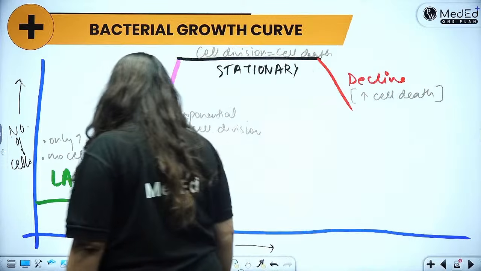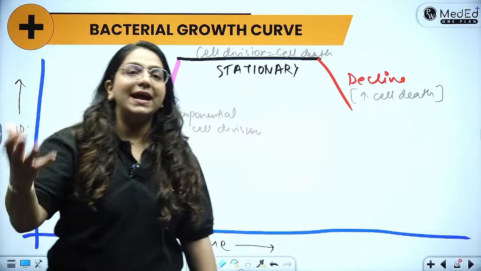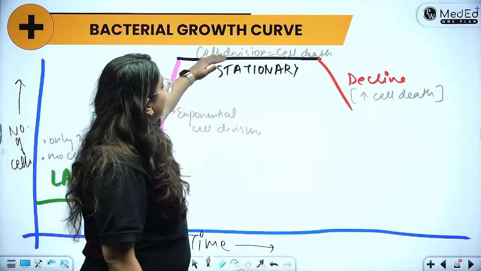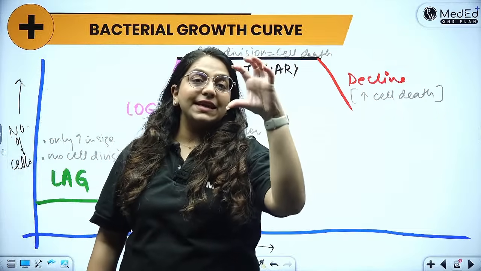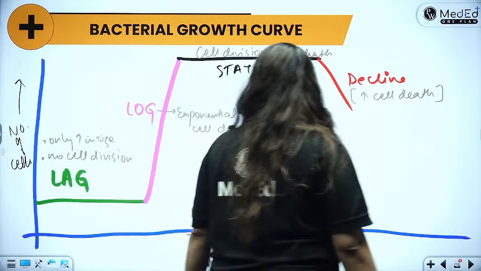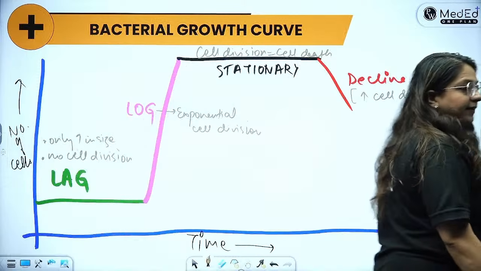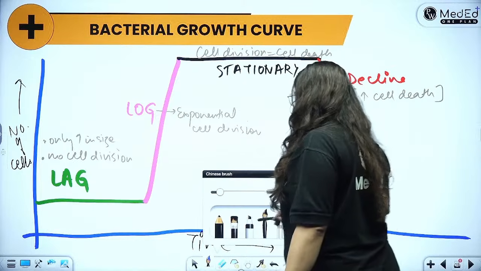Whereas the total count means the total body count, which is living plus dead. So over here, even though the cell division is equal to cell death, the total number of cells inside the test tube is still increasing. So if I have to draw the total count, how will I draw it?